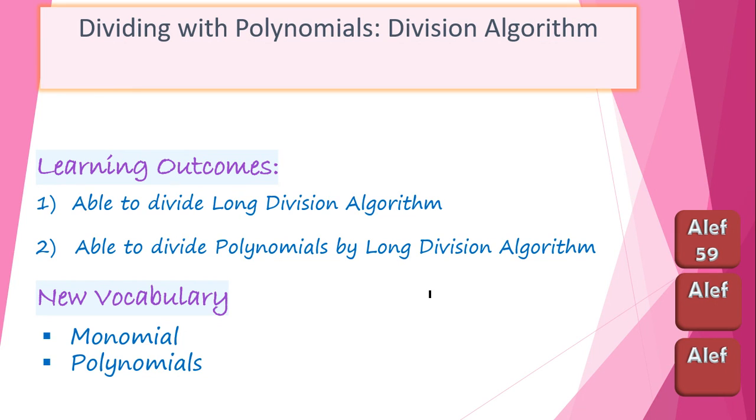Mono is sourced from single, so a single expression, a single number, and so on. Poly is sourced from many. If I give you examples of those, we've got them here: 9x squared y. This is a monomial. This expression is also a monomial. You could have a negative as well. You could also have a number.